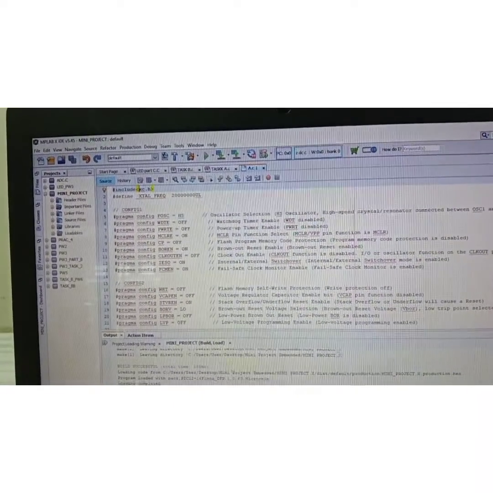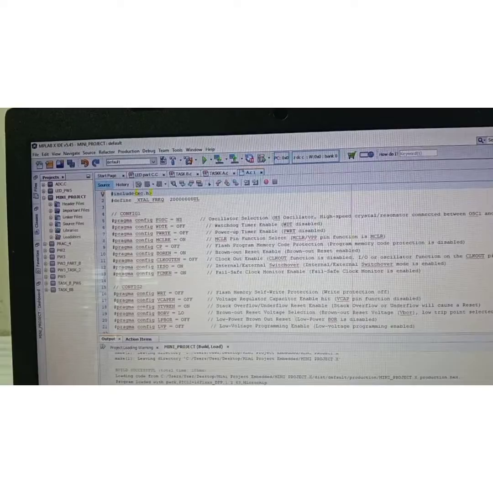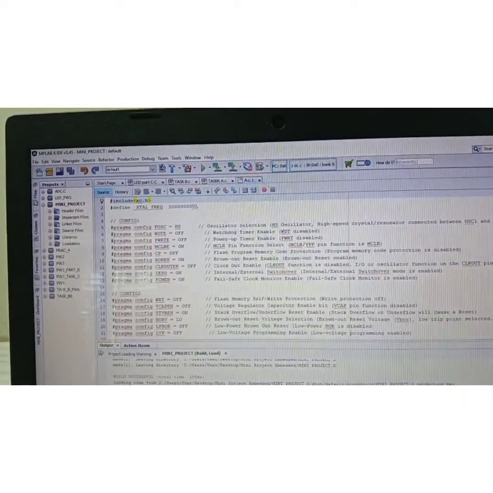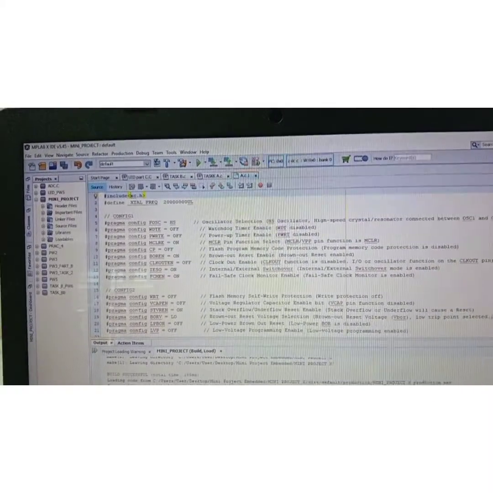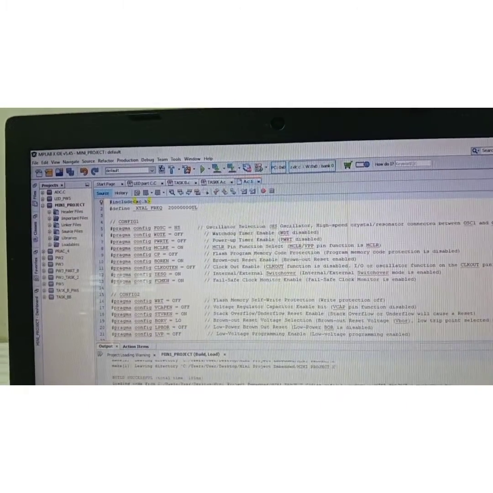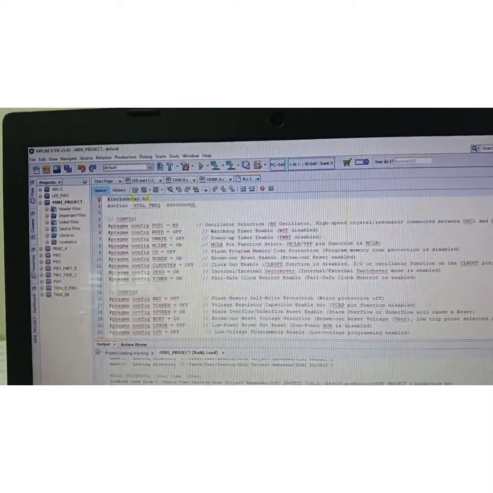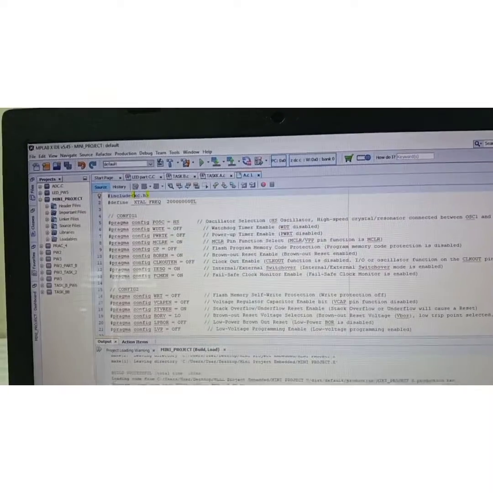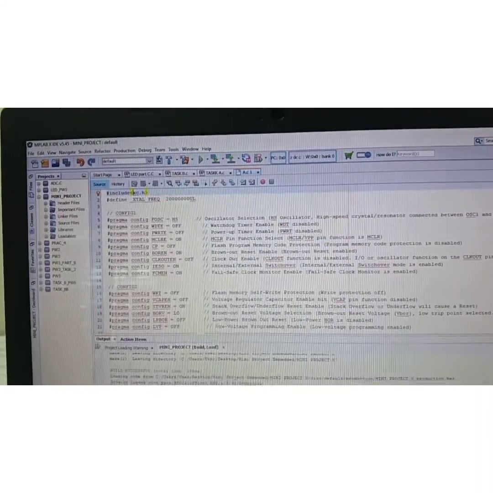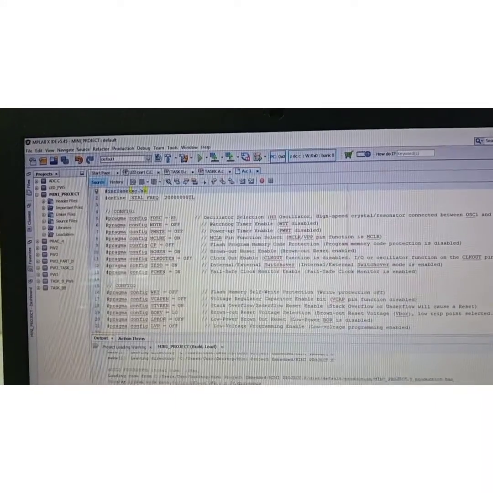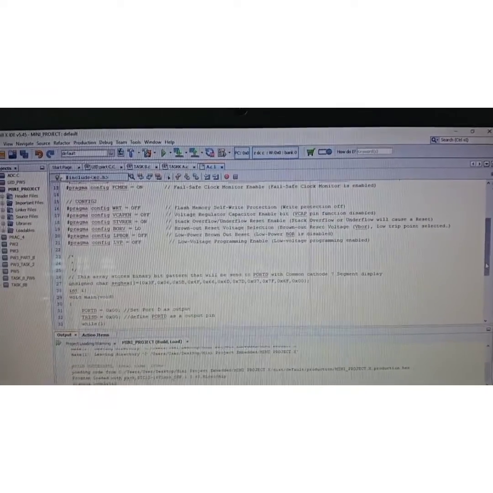The next one is #pragma config IESO = ON, the internal/external switchover, so internal/external switchover mode is enabled. The last one in config 1 is #pragma config FCMEN = ON, the fail-safe clock monitor enable, which is enabled. Alright, the next one is config 2.